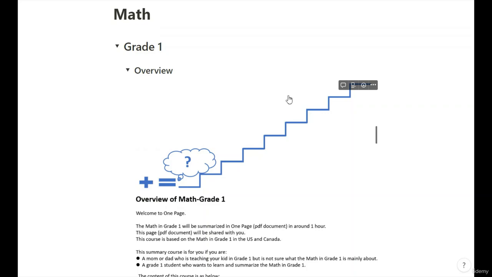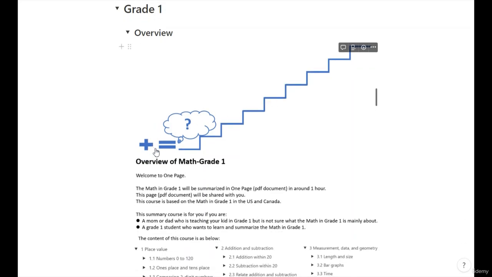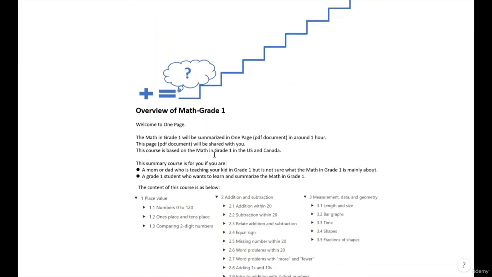Today we will introduce the math in grade 1. As we know, to study math there are many grades. Now we are in the first step, that is grade 1. Then after this one we will go to grade 2, grade 3, grade 4, and so on.